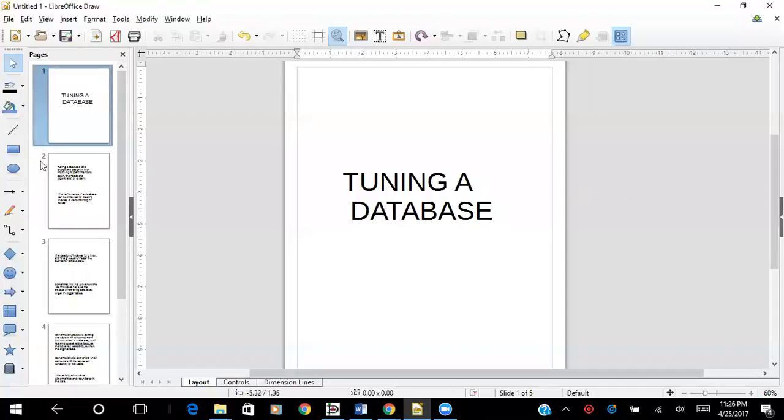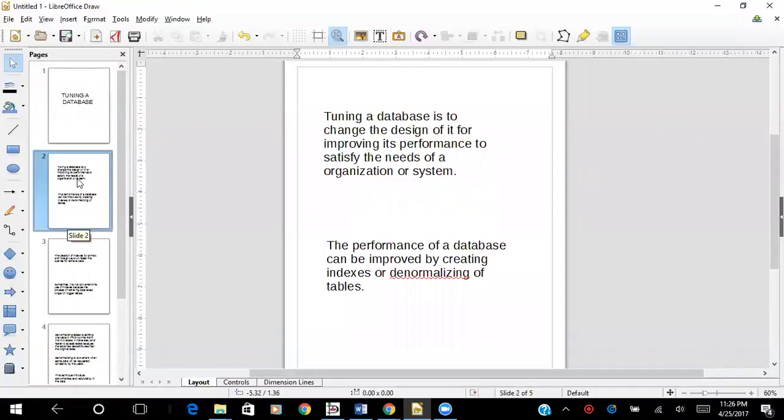Tuning a database is to change the design of it for improving its performance to satisfy the needs of the organization or system. Sometimes the organization wants to retrieve the data faster, and they need to improve the performance of this database.